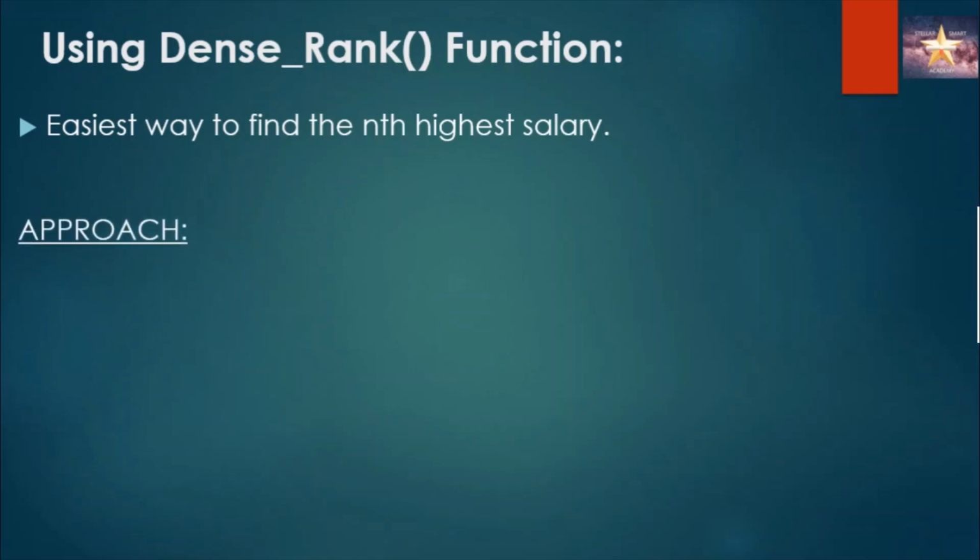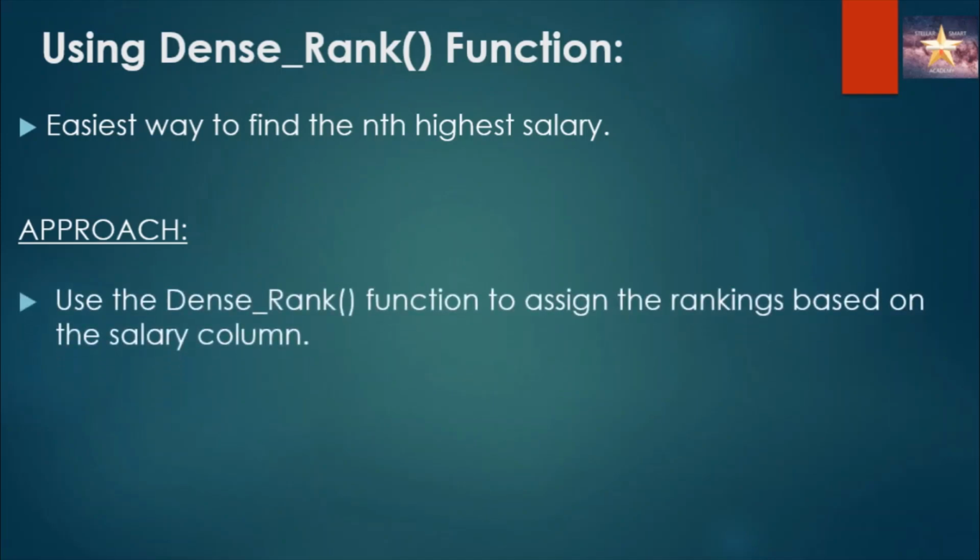So let's determine what approach we'll be using to find out the nth highest salary using the dense rank function. First, we'll be writing a simple select query using the dense rank function to assign rankings based on the salary column. For this purpose, we need to arrange the data in the salary column so that we can assign the rankings. And there are only 2 ways to arrange it, either in the ascending order or in the descending order. Since our scenario asks us to determine the nth highest salaries, we need to make sure that the maximum salary appears at the top in the ordering of the rows.